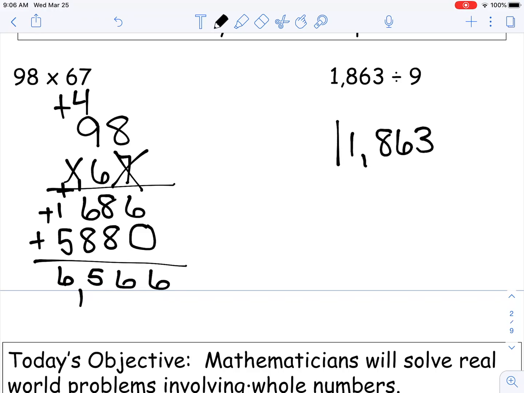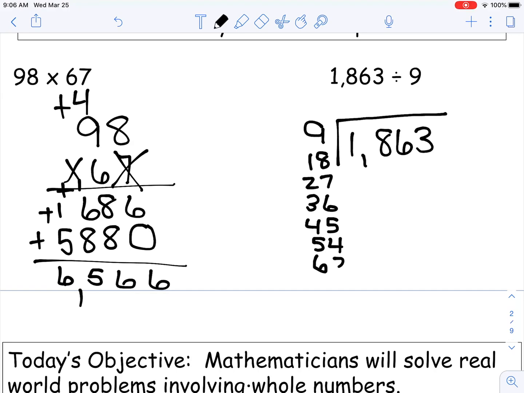Division. I'm going to take 1,863, remember first number goes inside, divided by 9. Use my skip count strategy. Nine, 18, 27, 36, 45, 54, 63, 72. Alright. If I have 1, I can't get a group of 9, so I have to go to 18, which is 2 groups. 2 times 9 is 18.